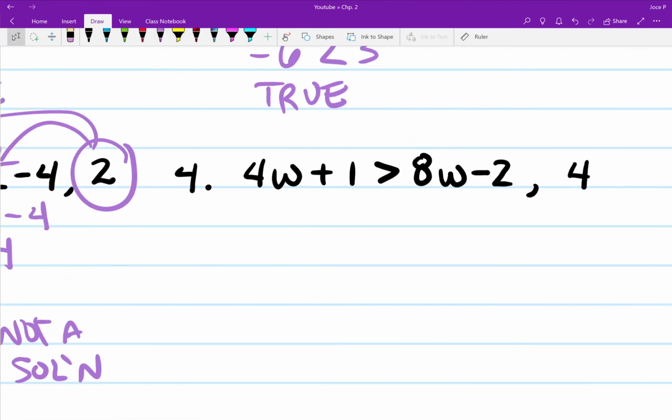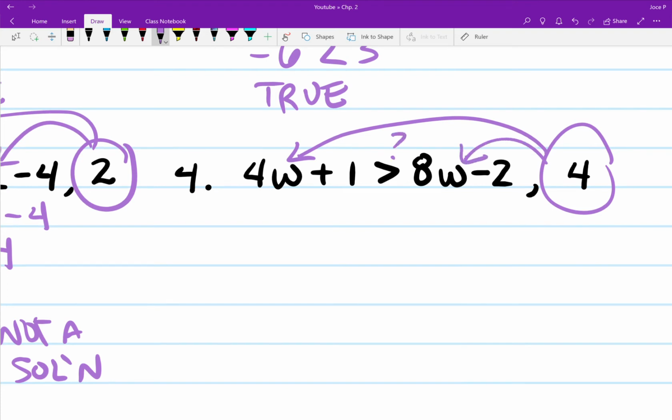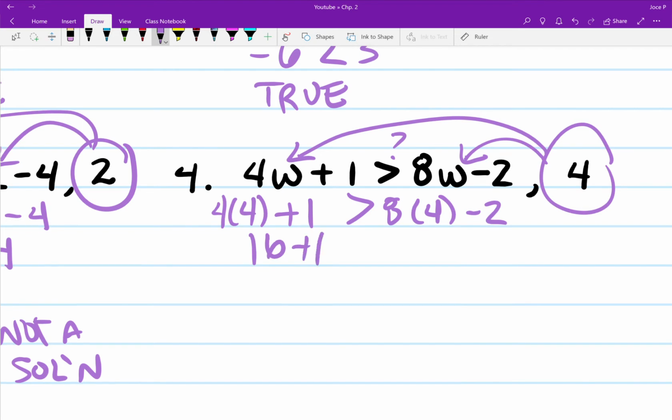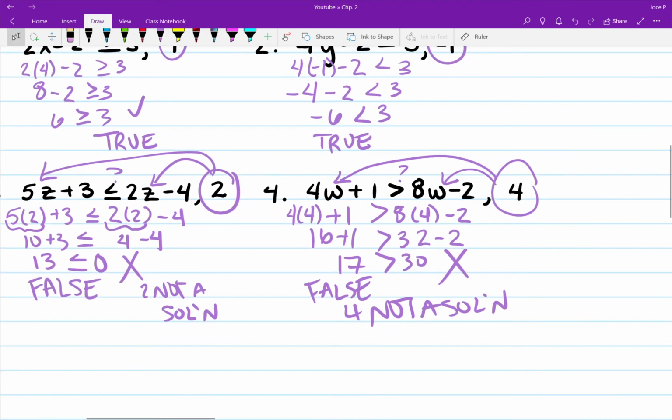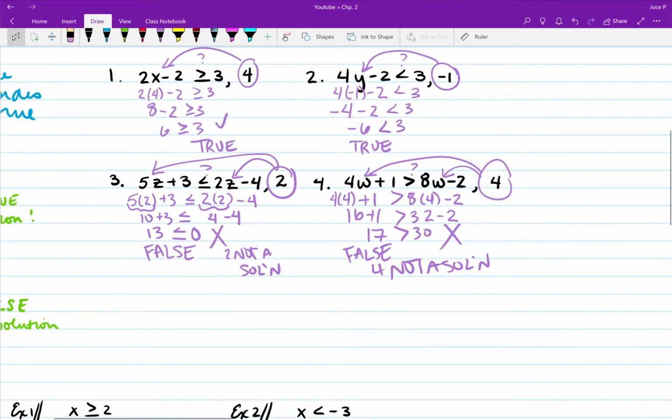Let's keep going. 4 is going to have to go in for w there and there to figure out if this is true. So 4 times 4 plus 1. Is it greater than 8 times 4 minus 2? We have 16 plus 1 on this side, greater than 32 minus 2. 17 greater than 30? No, this is false. So 4 is not a solution. Great. Let us keep going.